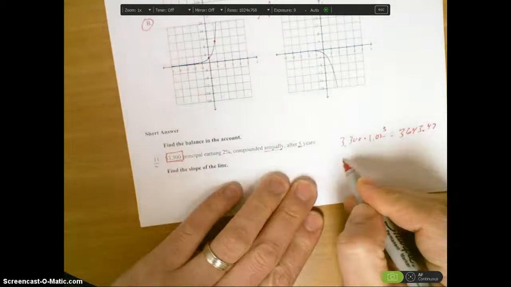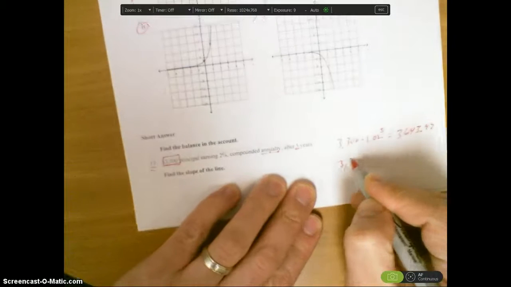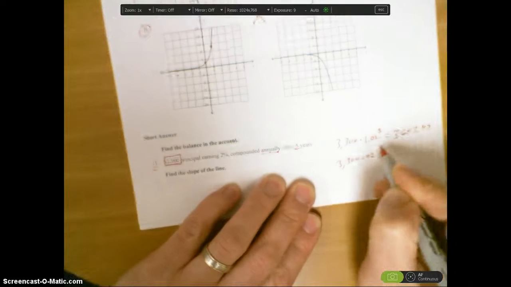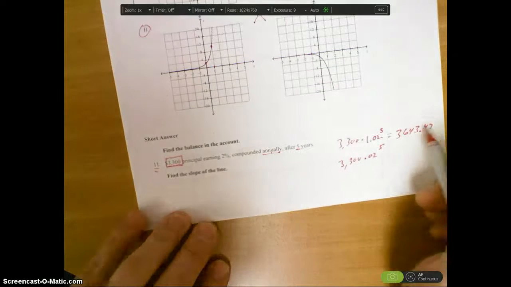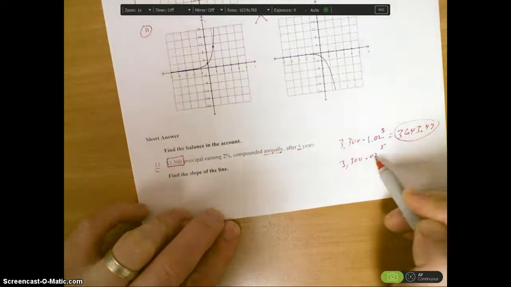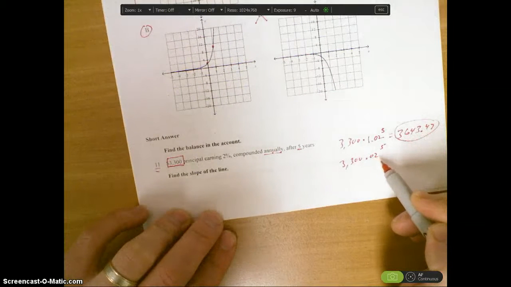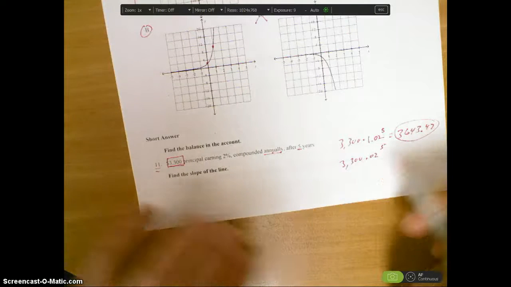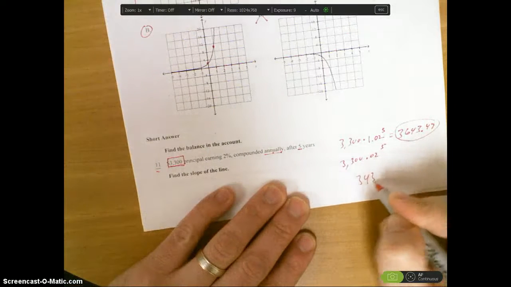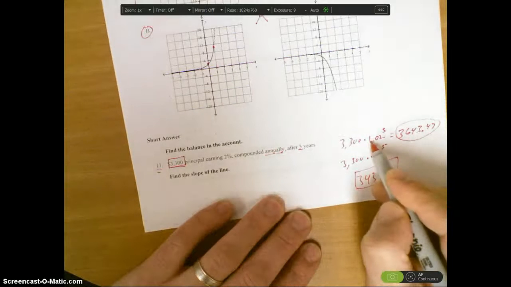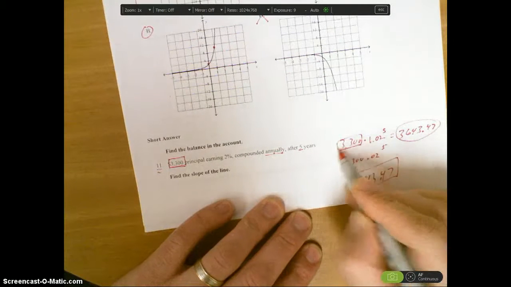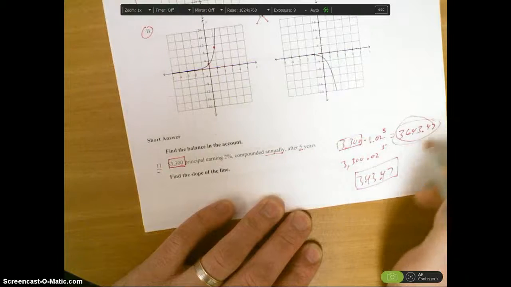The biggest mistake kids make on this problem is writing it like this, times 0.02 to the 5th. That would just give you how much you made, but I want to know how much I have total. So if I did just do the 2%, it would give me a value of 343.47. And that's how much I made. I want to know how much I have in my account. So if I put the 1 in front, that makes it the 3,300 plus what I made to give me the total in my account. Okay? All right. That's number 11.